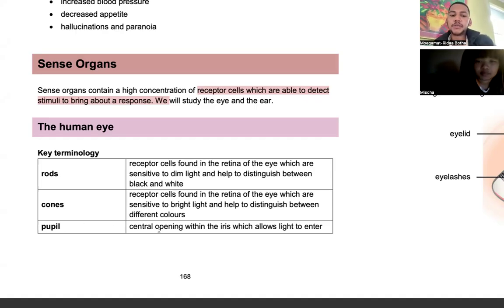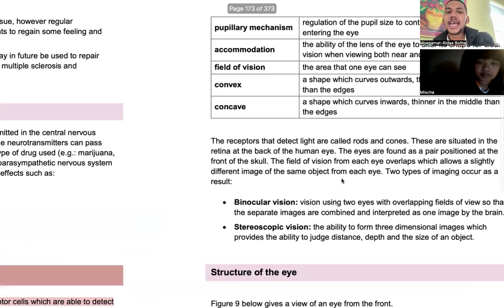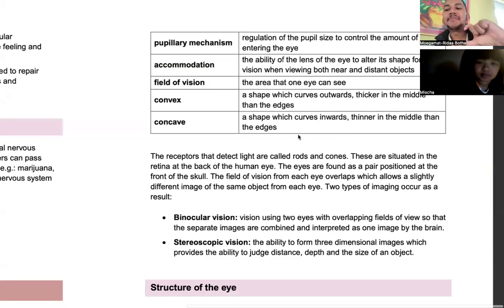Okay. The pupil is the central opening within the iris, which allows light to enter, which we're going to come to. And then something called the pupillary mechanism. So there's a difference between the pupillary mechanism as well as accommodation. The pupillary mechanism is the regulation of the pupil size to control the amount of light entering the eye. Accommodation, on the other hand, is the ability of the lens of the eye to alter its shape for clear vision when viewing both near and distant objects.